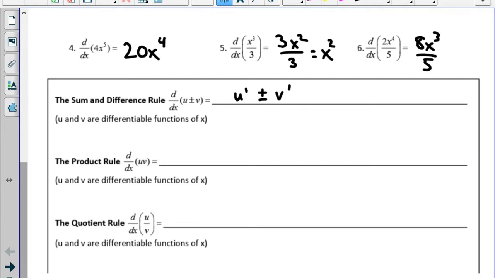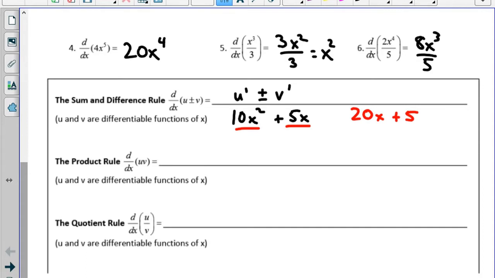So real quick, for example, if I have, let's say, 10x squared plus 5x, and that's my f of x, and I want to take the derivative of this, it would be 20x plus 5. So I take the derivative of each part separately.